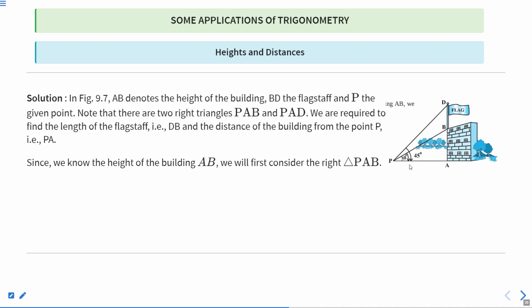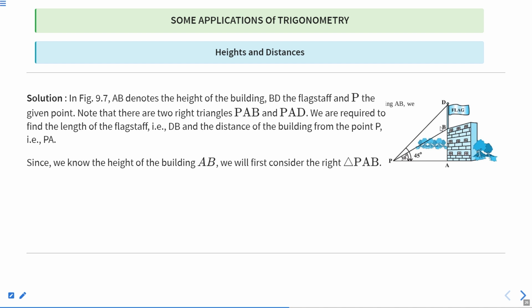They are PAB, this triangle, and PAD. So we have two right triangles. We are required to find the length of the flagstaff. That means we need to find the length of BD. So that is DB, and the distance of the building from the point P, that is PA. So we need to find PA and also DB.